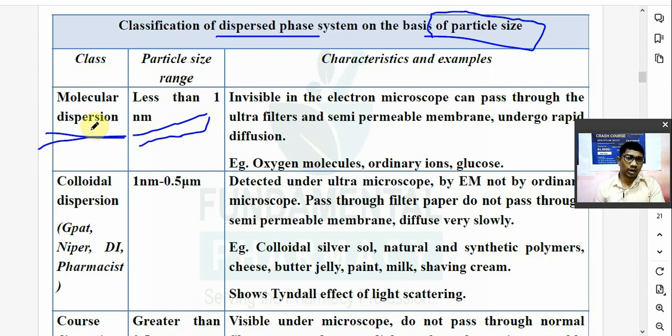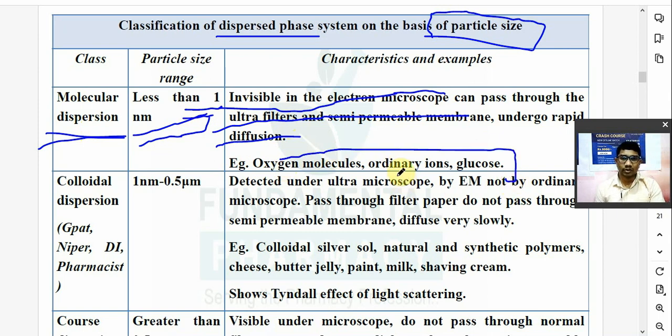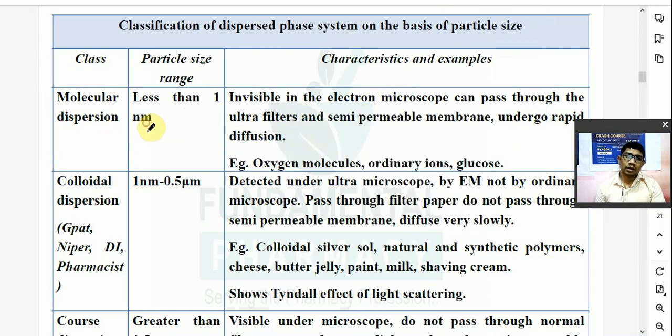Molecular dispersion will have a particle size less than 1 nanometer. Now molecular dispersions are invisible on electron microscope and they can pass through ultra filters and semi-permeable membrane. They will undergo rapid diffusion. What are examples of molecular dispersion? Oxygen molecules, ordinary ions, glucose, sodium chloride, and so on. So they are known as molecular dispersion. So remember, molecular dispersion is nothing but also known as a true solution. So less than 1 nanometer particle size will be there. So the particle size of molecular dispersion is less than 1 nanometer.